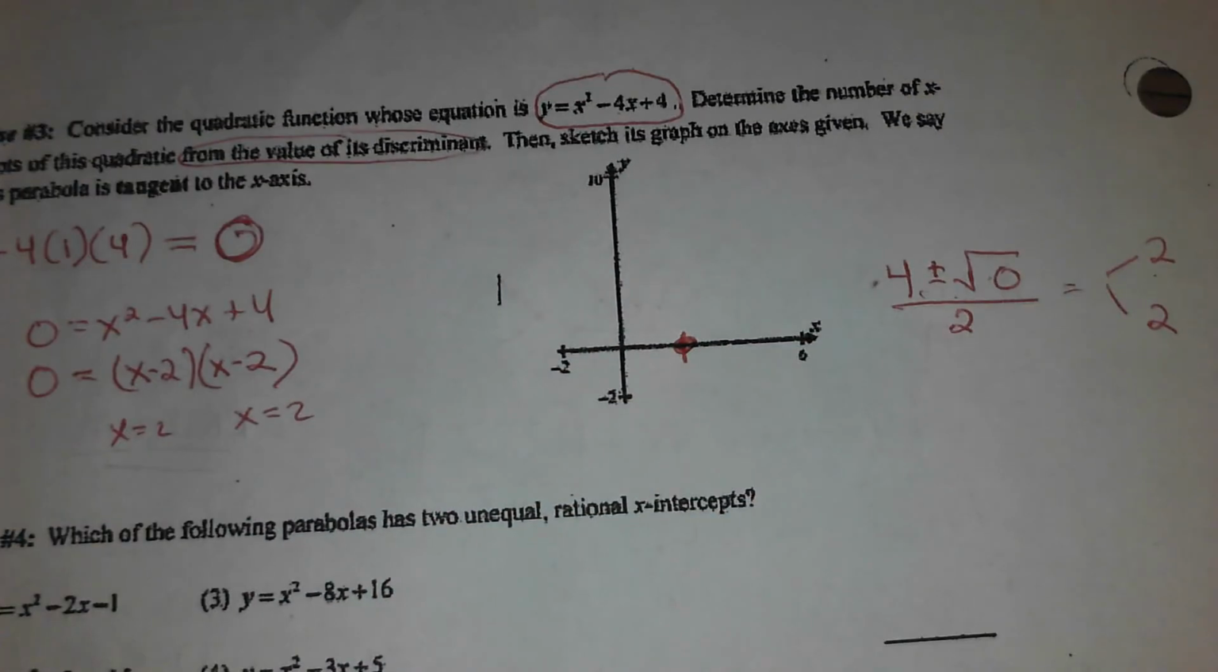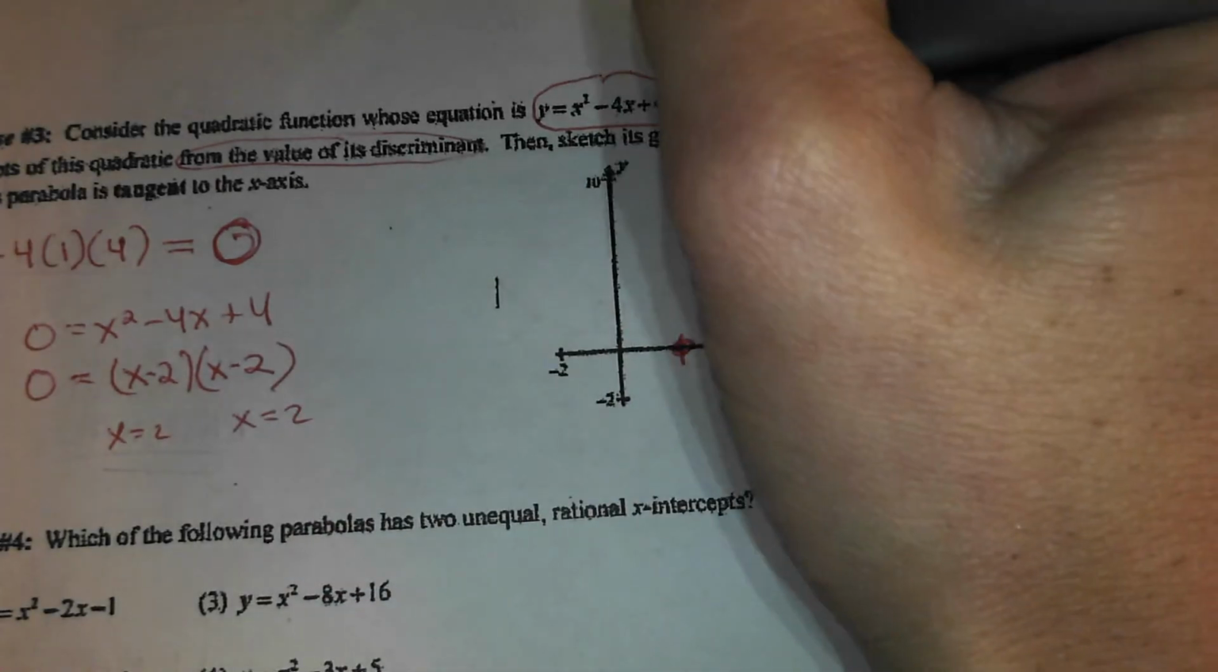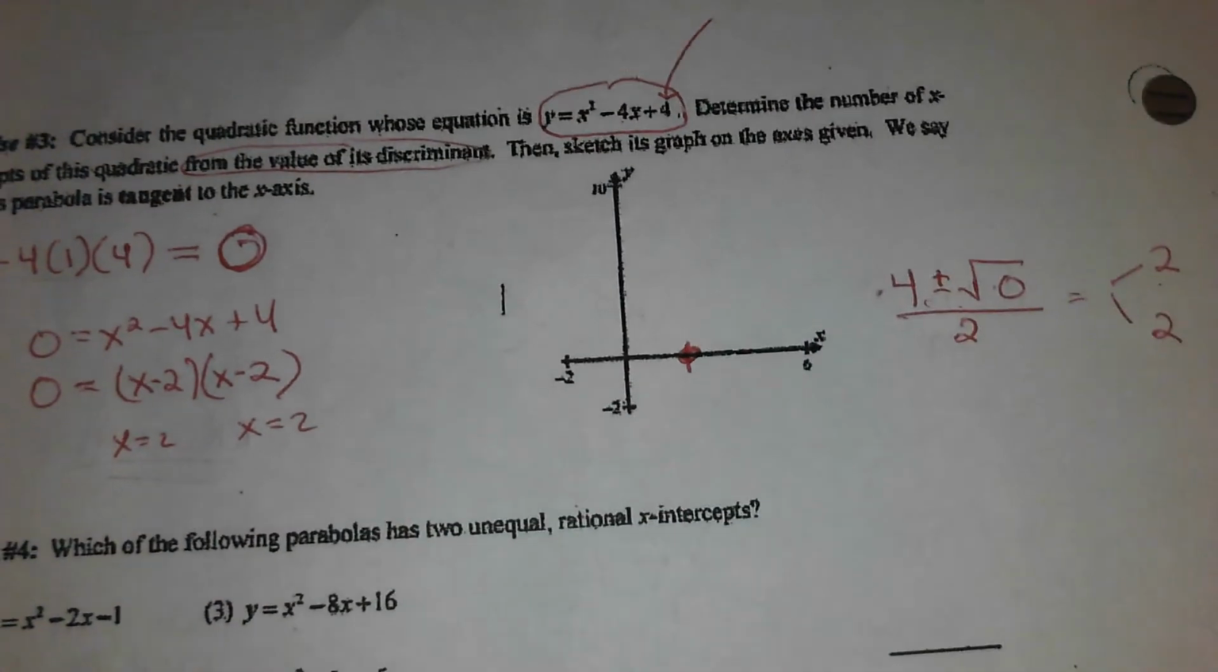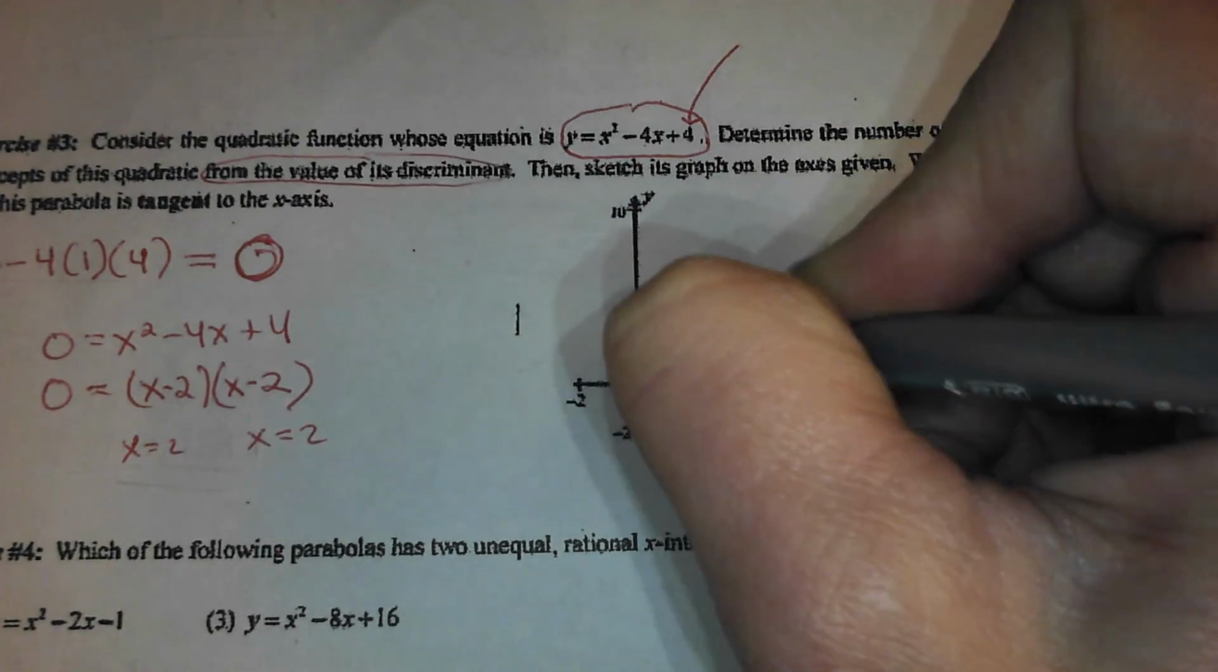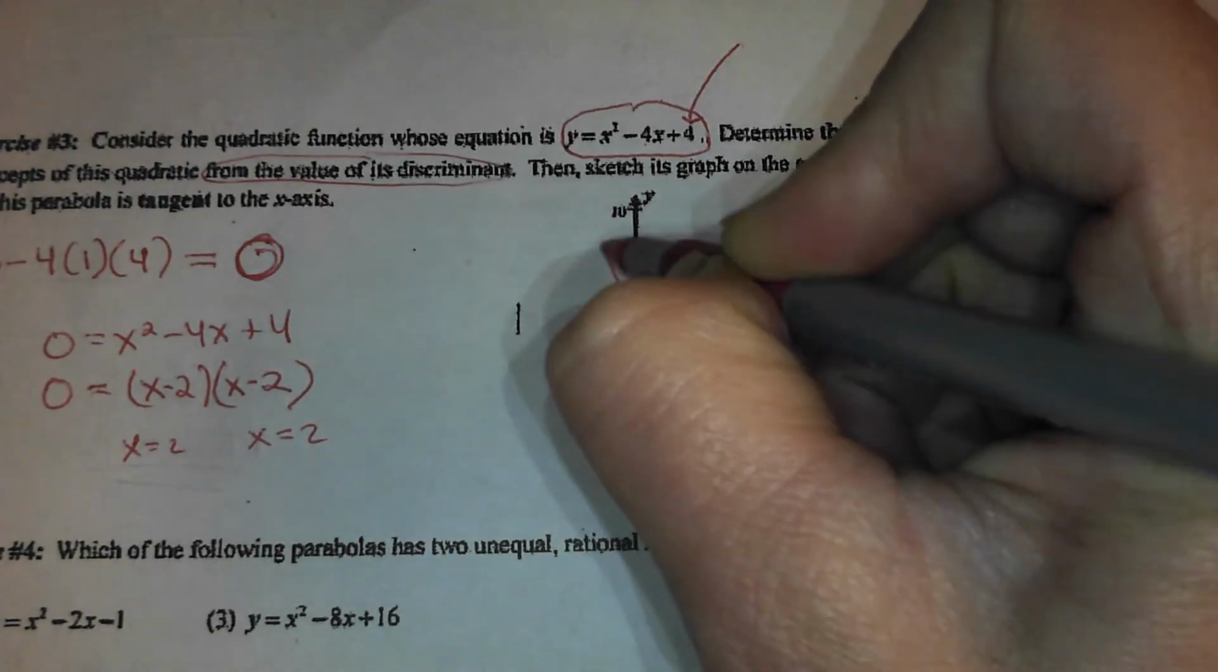And does this parabola open up or down? Up. And what's the y-intercept? Right there, right? Your c value. So if I just kind of guesstimate where that is, that'll give me somewhat of an accurate curve.